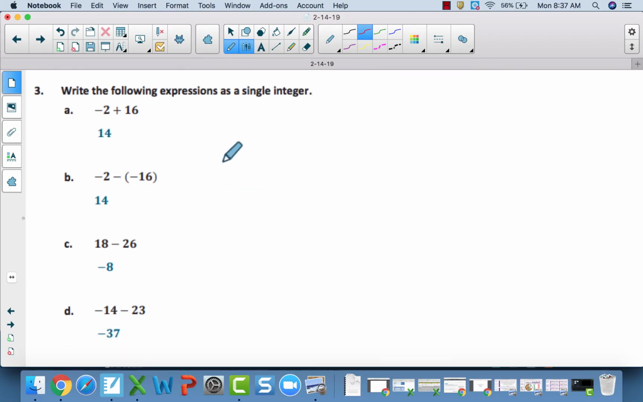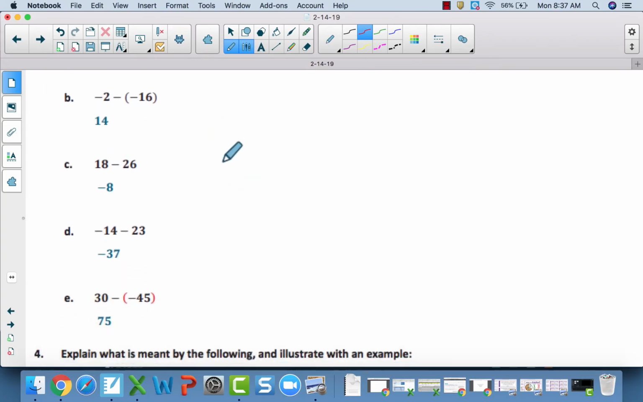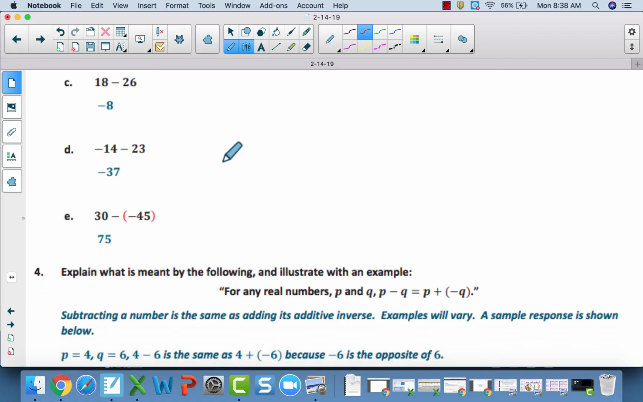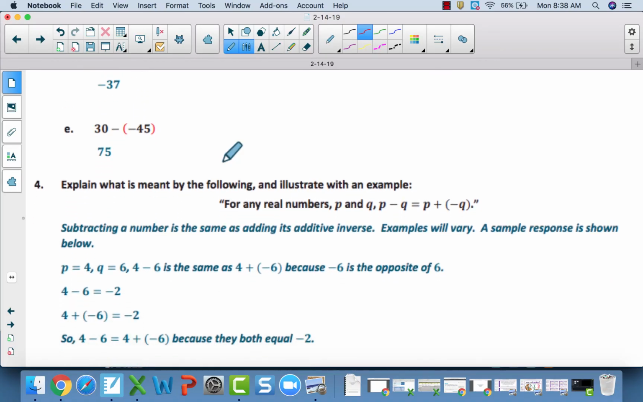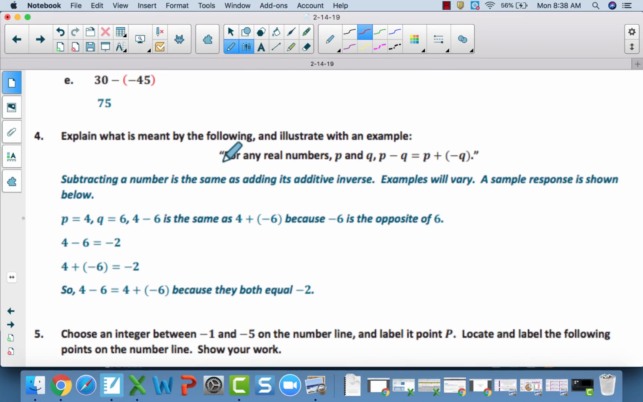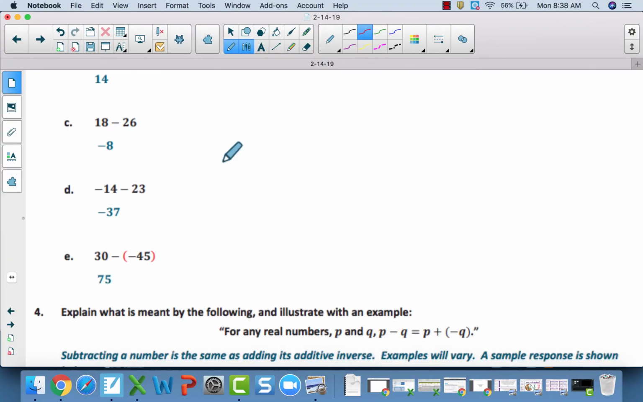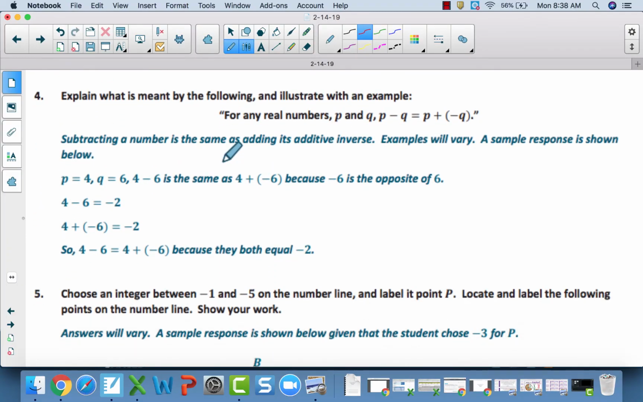All right, 3A is 14. 3B is 14 as well. C is -8. D is -37. And E is 75. If that went too fast, go back and review. Make sure you got those correctly.